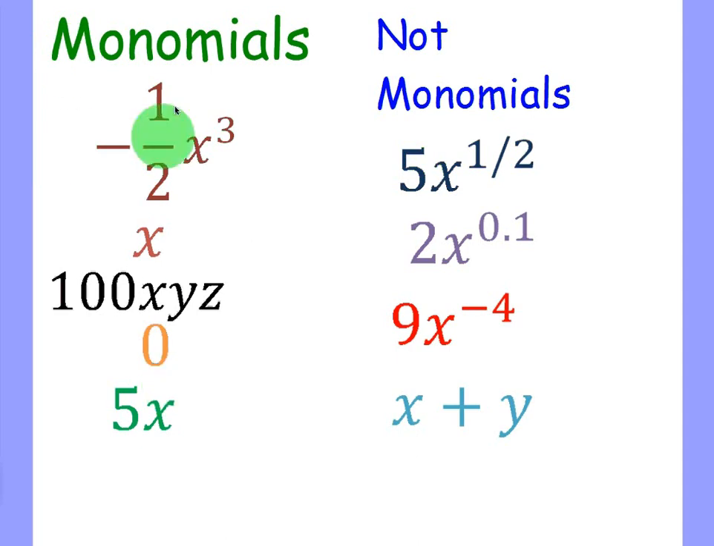On this page, in this column, we have a list of monomials: negative 1/2 x cubed, x, 100xyz, 0, and 5x. However, in this column, these are not monomials: 5x to the 1/2, 2x to the 0.1, 9x to the negative 4, and x plus y. I want you to think for a second. You can pause the video if you'd like. What makes a monomial a monomial, and why are the ones on the right not monomials?